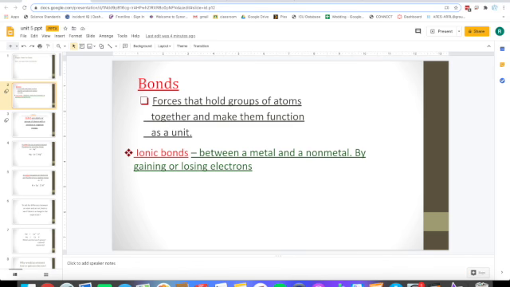There we are. Okay, so our first definition is bonds. Bonds are forces that hold groups of atoms together and make them function as a unit or as one. So remember, if it's red and underlined, that's a vocabulary word. You'll need to highlight that or underline that in your notes, and then whatever's just underlined is what will go with it. The next vocab word is ionic bonds. That is a bond between a metal and a nonmetal by gaining or losing electrons.